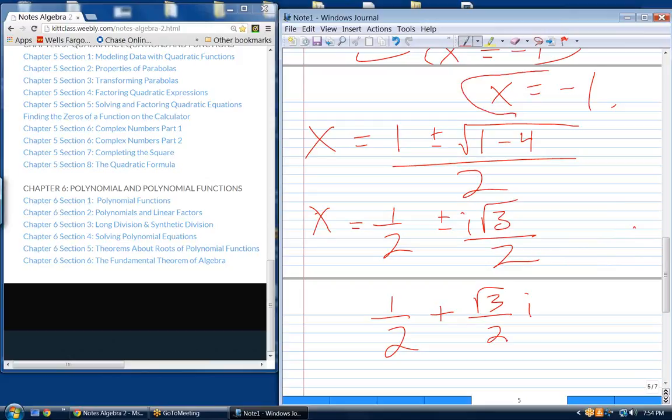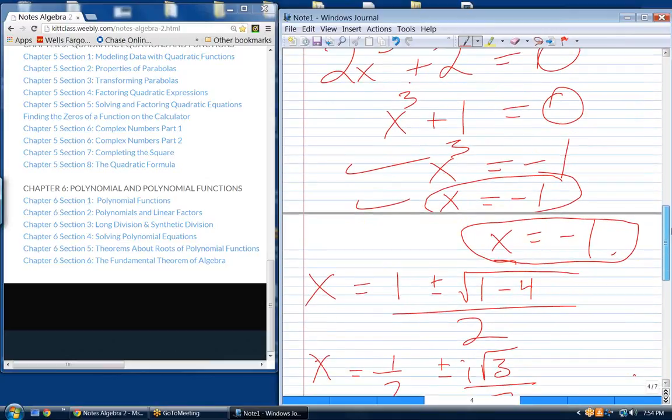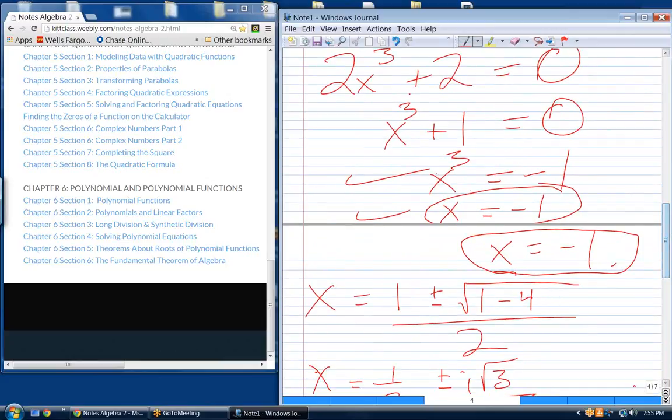Here's one of them. Here's the real one. But the other 2, that one and 1/2 minus root 3 over 2i. Unless I did my math wrong. And I don't think I did, because usually when you do sum of cubes, the other 2 solutions are going to be imaginary. They're not going to be real. If they were real, we would have derived it from that step right there.